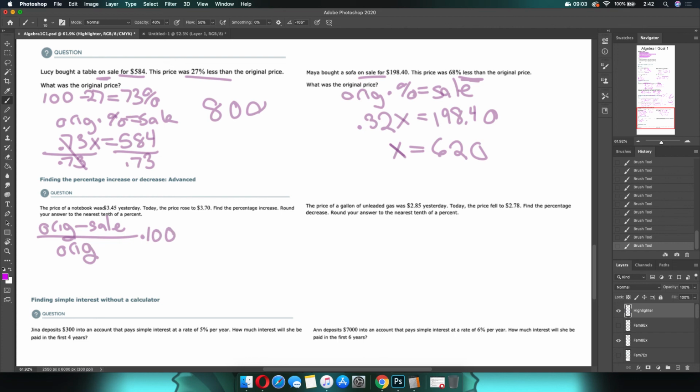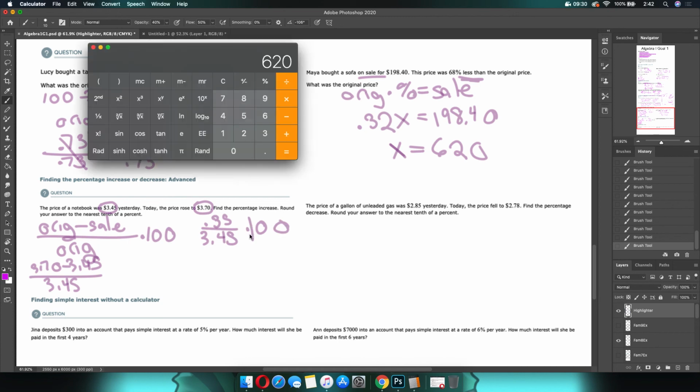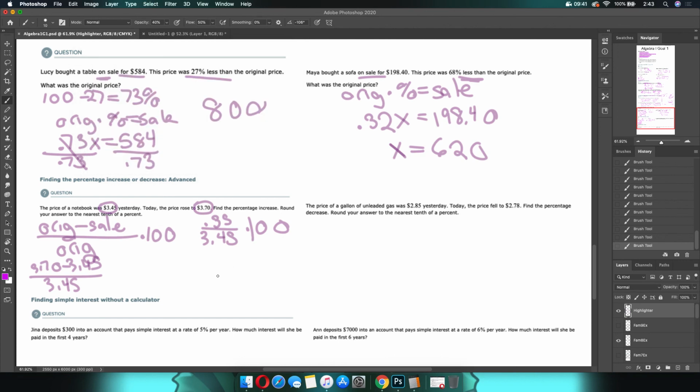So let's see here. We're doing 345 and 370. So 370 minus 345 all over what's my original, what's my yesterday, 345. So that is 70 minus 45. So that's 0.35 divided by 345 times 100. So that is 0.35 divided by 3.45 times 100 equals 10.1%.